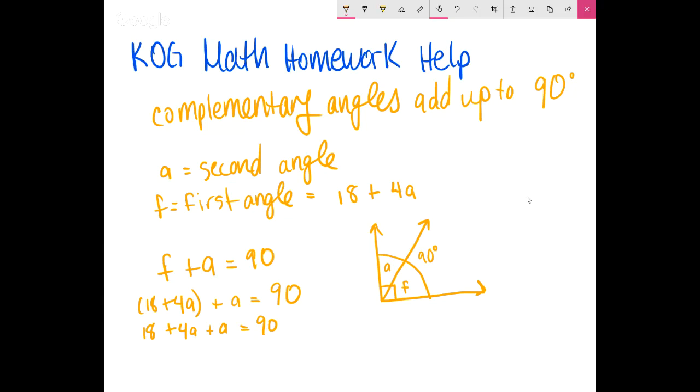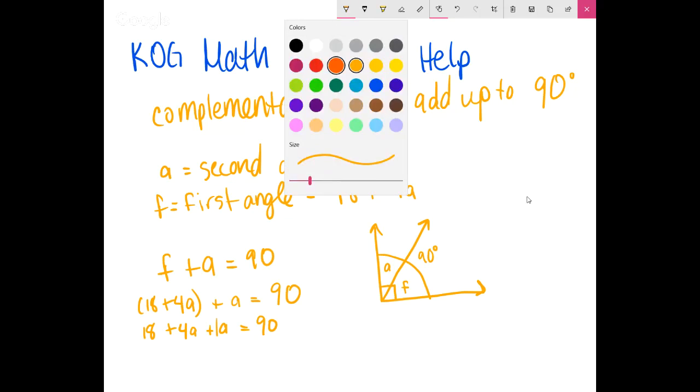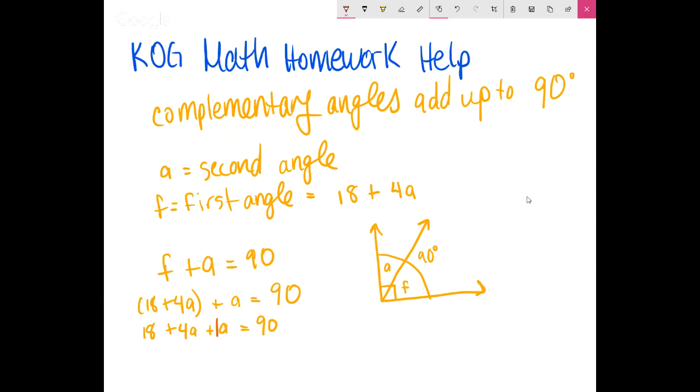So we're combining like terms. That means that we're going to see what terms in this equation, or this side of the equation, the left side, are in common. I see 4A and I see A. A is basically 1A. That's an invisible 1 in front of A. And then I see 18. 18 doesn't have an A, so therefore that is not a like term.